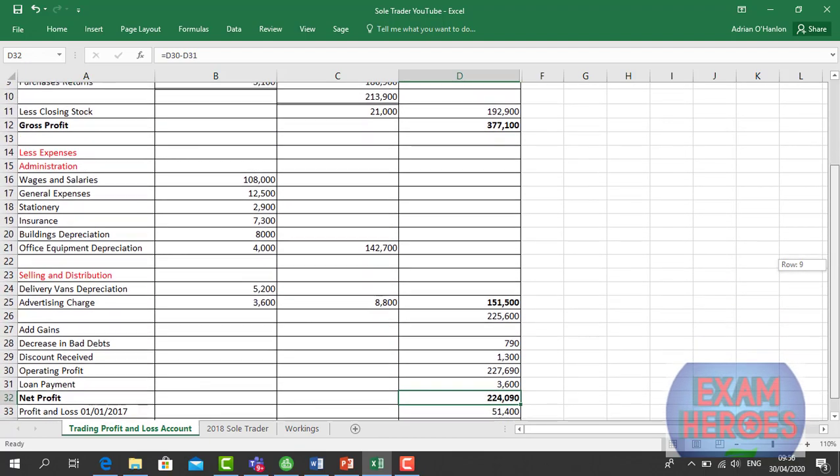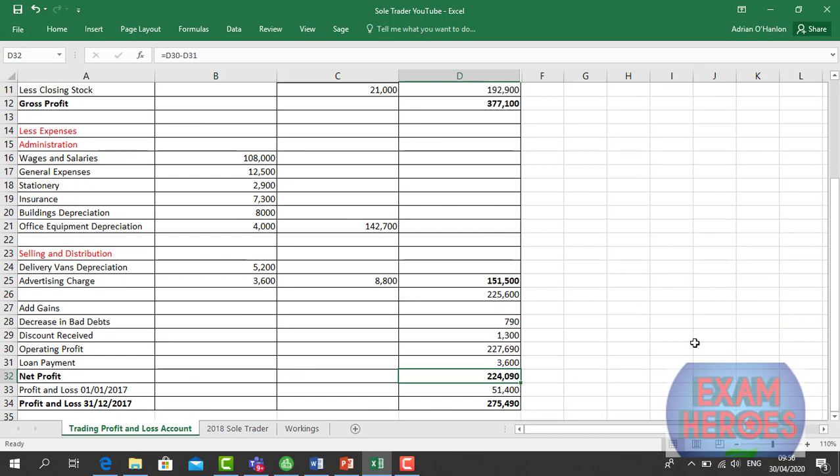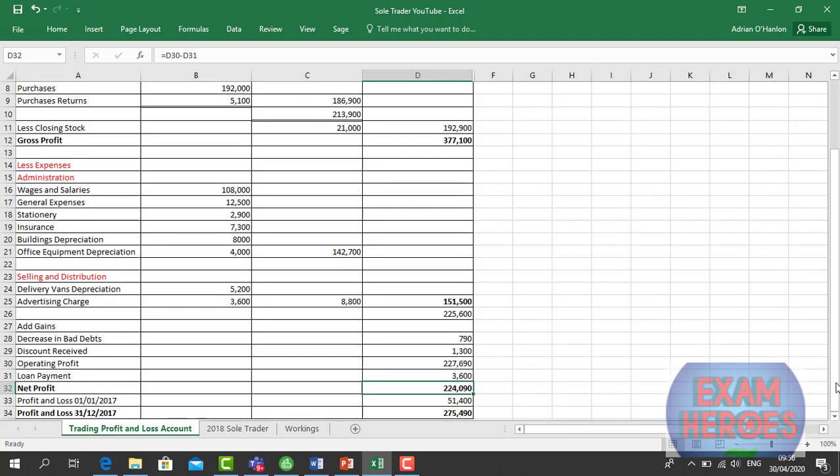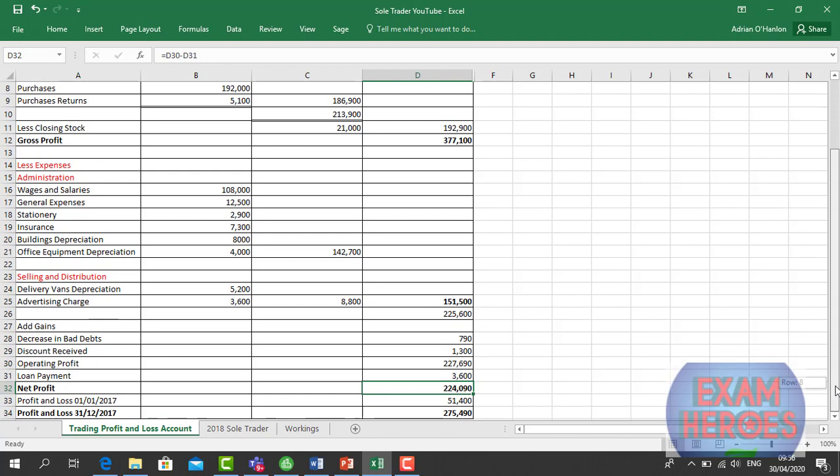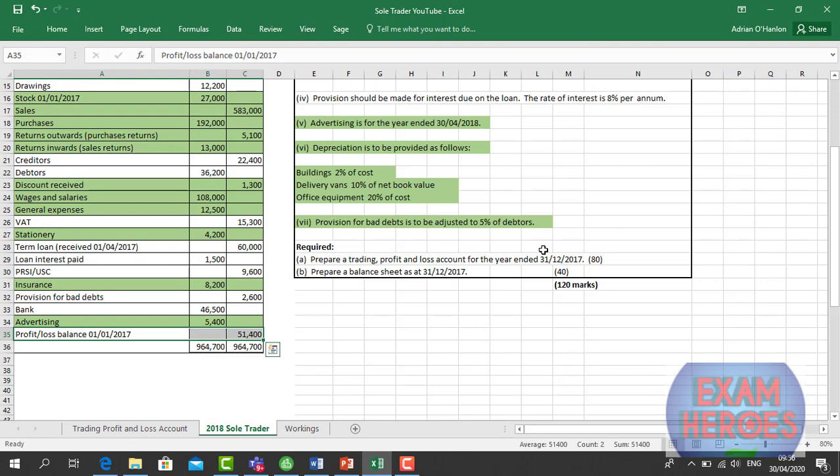So at that point then you take away your expenses from your gross profit, and you'll add gains. Okay, bad debts, discount received, sometimes there might be rent received there as well. That will give you your operating profit. Then any loan or interest you have, you take that off your operating profit. That's your net profit. Okay, and then your profit and loss at the start of the year, you add it to your net profit from this year, and this is your profit and loss going forward. Okay, so I'll just maybe minimize this a bit more. It might be better to see it there. Okay, so that's your completed trade and profit and loss account for the sole trader for 2017. Sorry, my mistake. Yes, for 17, and it's for 2018 question.